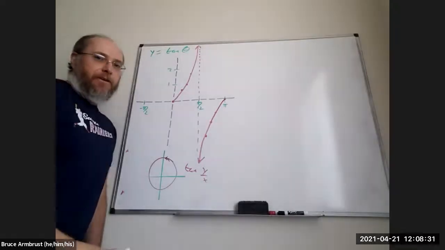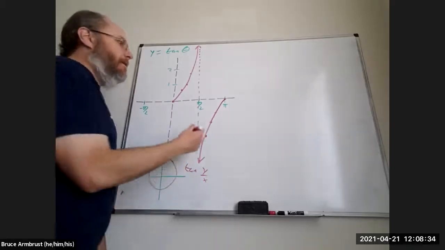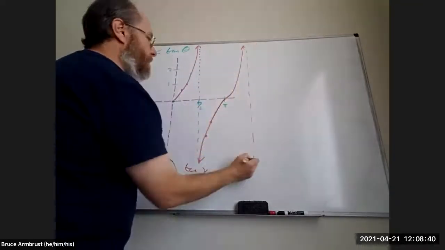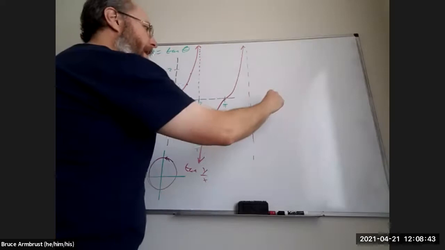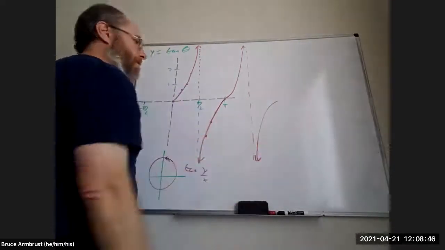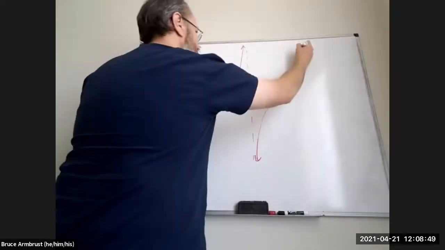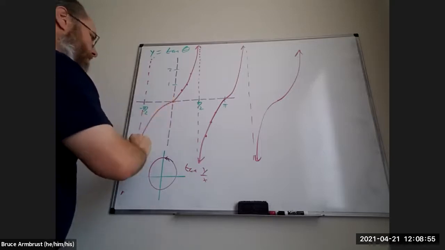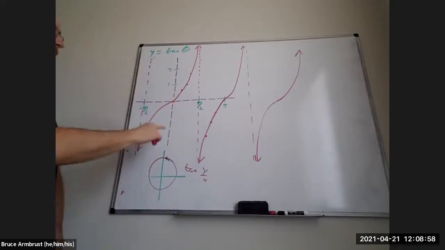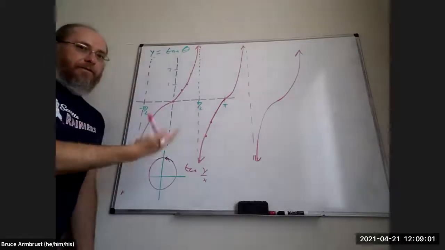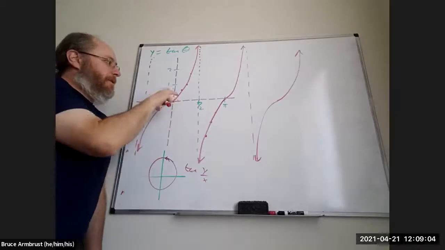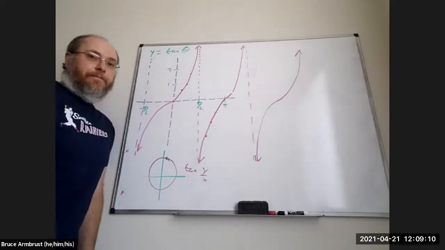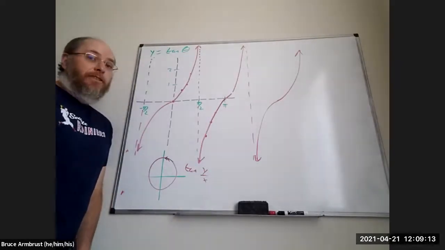All right, well then keep going down your chart. After pi, we start seeing the positive values again. And at 3 pi over 2, we get an asymptote. After that, we get the negative values again. And then we just repeat. So what you're going to see with tangent, the graph of tangent, is just a whole bunch of these shapes. I don't even know what to call those shapes. But we just see this picture copied again and again and again. So that's what the graph of tangent looks like.